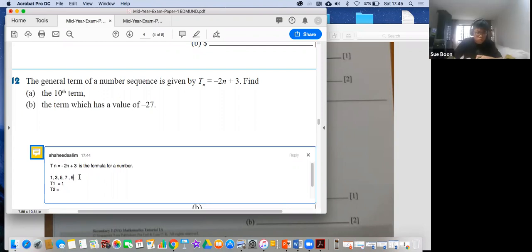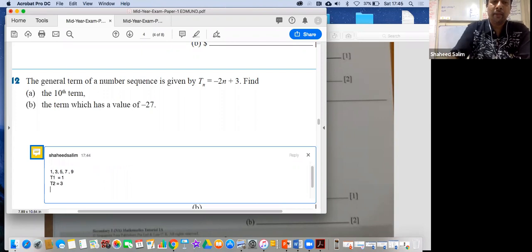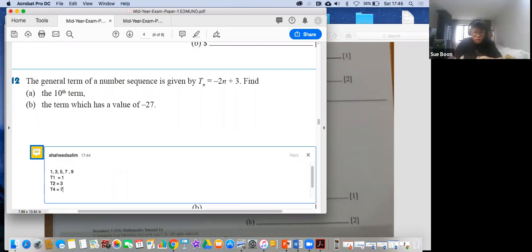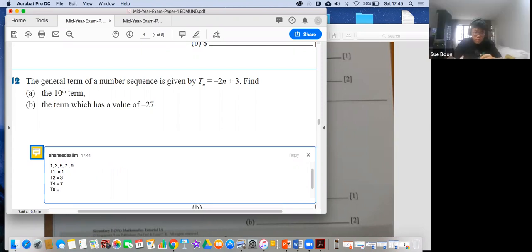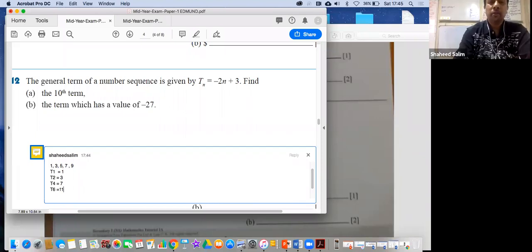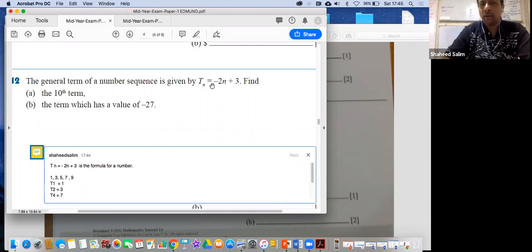3, yes. Okay. For T4, what's the number? T4. 7. Good. What about T6? What's the number? T6. 11. Well done. So now, what they are saying, this is now the formula for a number. Whatever number, now they give you a formula. What does it mean now down here? Whatever number you want to find.